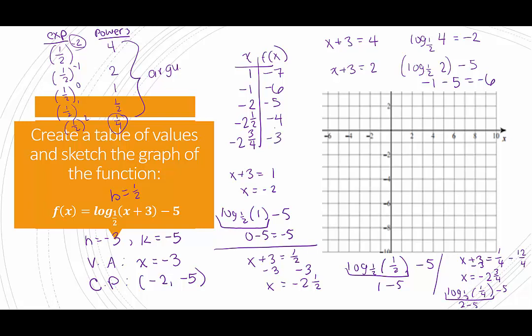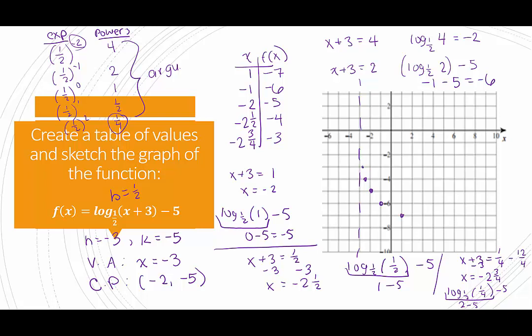Okay, so now we have the 5 points that are really going to help us with this graph. Let's start by graphing the vertical asymptote at -3, and the critical point at -2, -5. And what else do we have? We have 1, -7, and we have -1, -6. Then -2.5, -4, it's right here, and -2 3/4, so that's getting closer and closer to that vertical asymptote, -3.